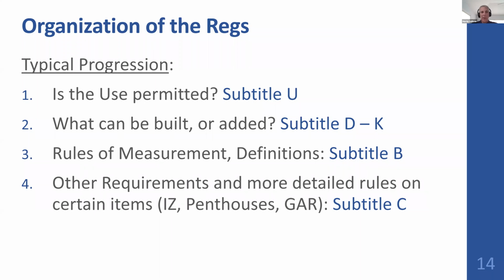And then when I need additional information, for instance, I know what the rear yard requirement is, but it's not a typical property. And it's shaped differently, and we're not sure what the rear yard requirement is. We go to the rules of measurement and the definitions in subtitle B. And then subtitle C has some other requirements like parking, but it also has more detailed information on some of the items like inclusionary zoning, and it has the rules for penthouses, as I'm sure most of you know already.